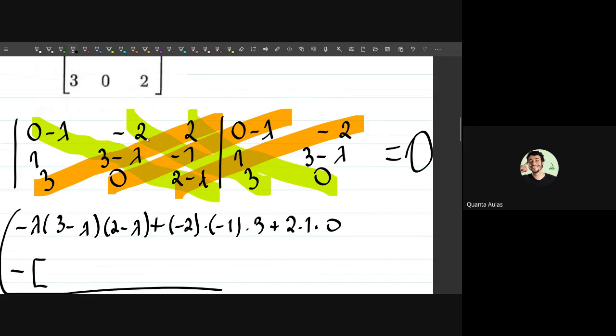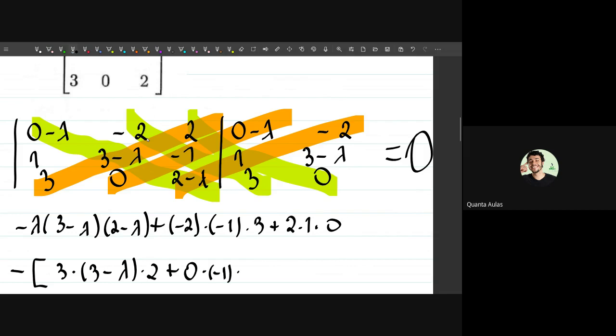This is one thing only, but I don't have space to write here, okay? So I will write it down. So we have the first: 3 times 3 minus lambda times 2, plus 0 times minus 1 times minus lambda, plus 2 minus lambda times 1 minus 2.